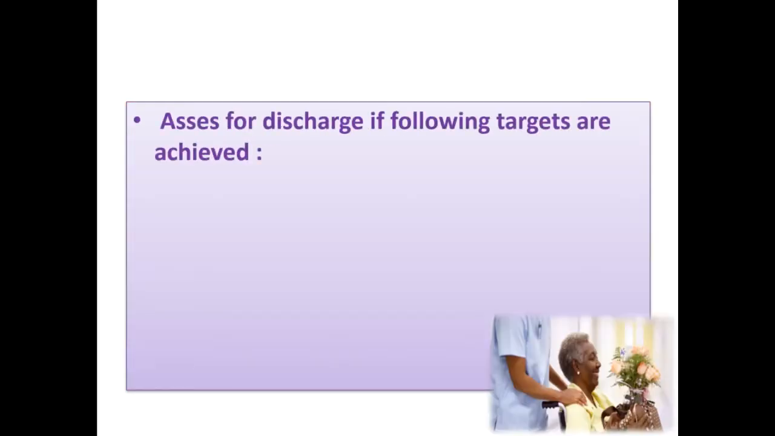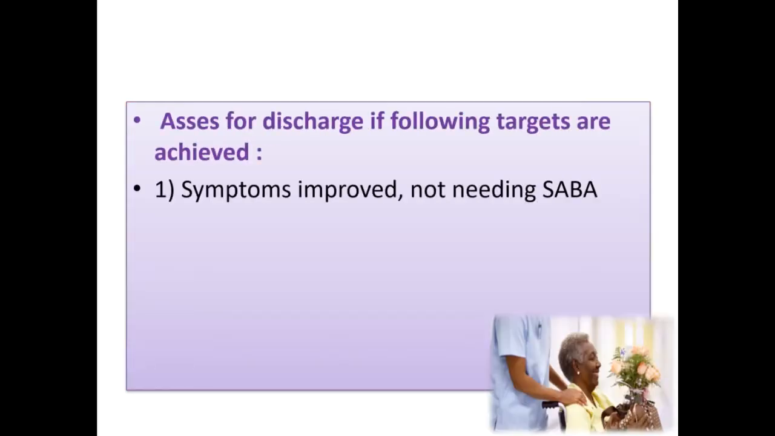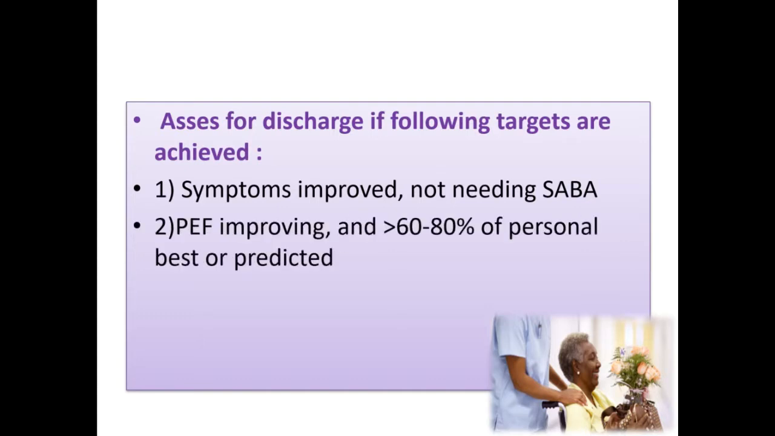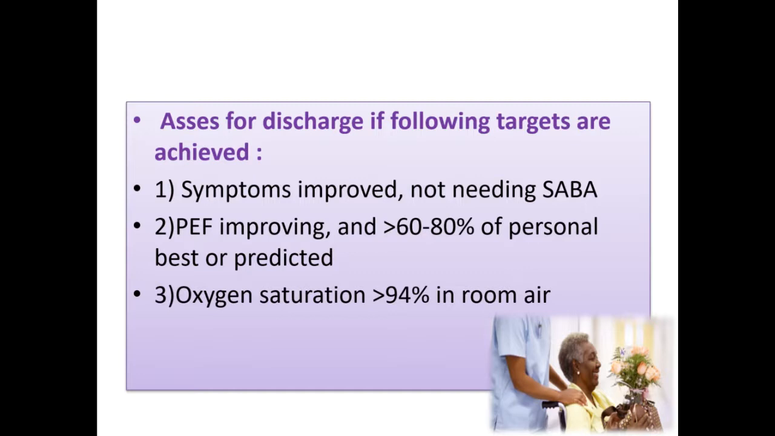A patient is ready for discharge if the following targets are achieved. 1. Symptoms improved, not needing SABA. 2. PEF improving, and 60 to 80% of personal best or predicted. 3. Oxygen saturation >94% in room air. 4. Resources at home adequate.